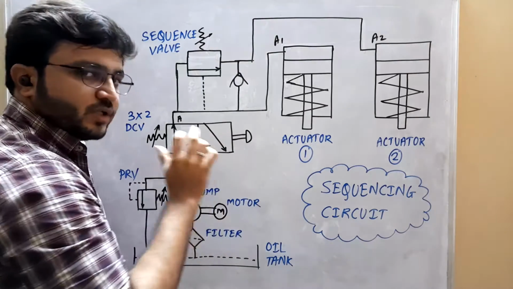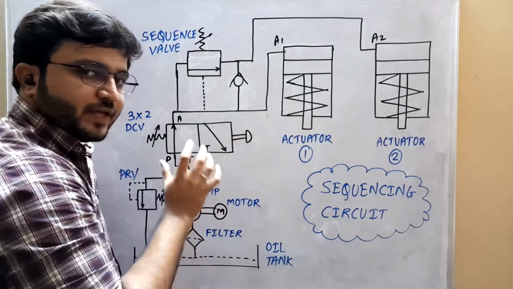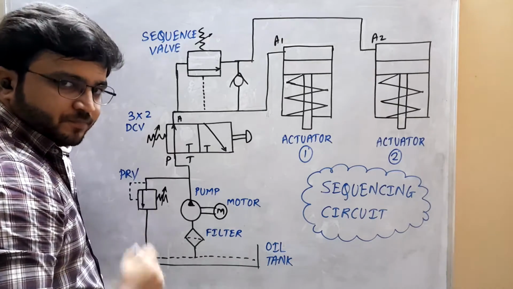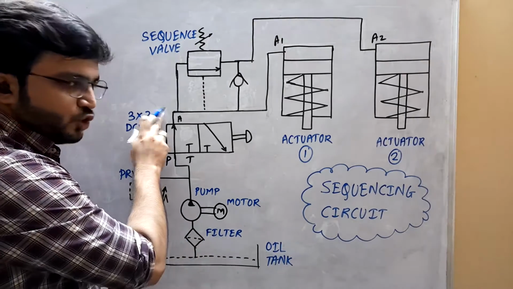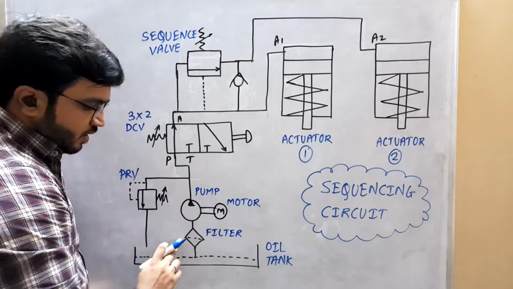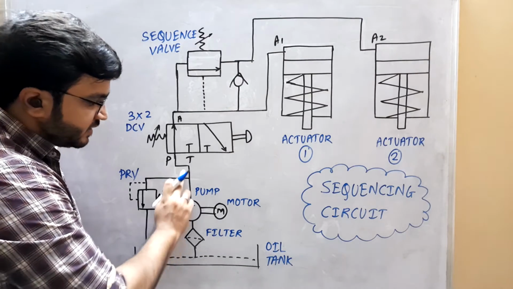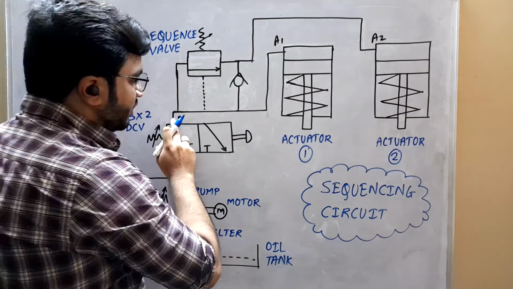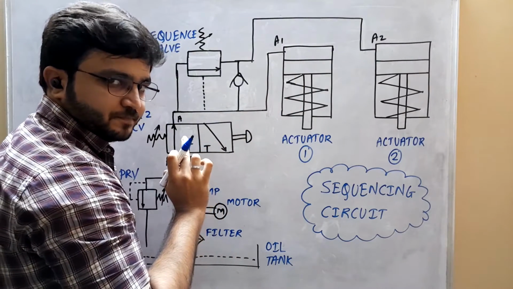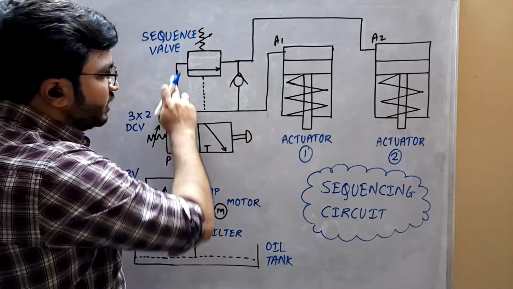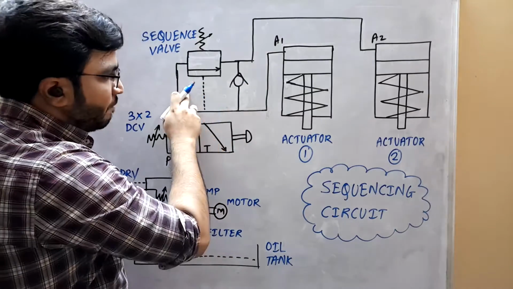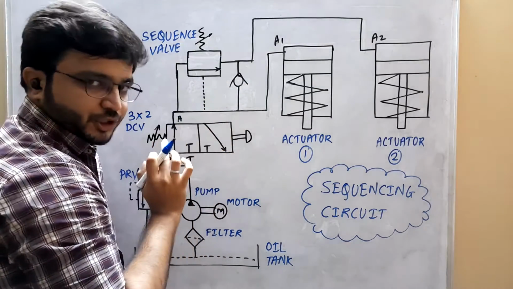For actuating the actuator 1, that means for carrying out the forward and return stroke of the actuator 1, the 3x2 DCV will be put in its first mode of operation, where pump port P will be connected to actuator port A and tank port T will be remaining closed. Because of this connection, the oil which will be getting pumped, it will be supplied from this particular pipeline. Then after passing through this line, it will be passed to the actuator 1. Right? It won't be passing through these two lines where the sequence valve is mounted or where the check valve is mounted, because both the valves now are in the closed position.